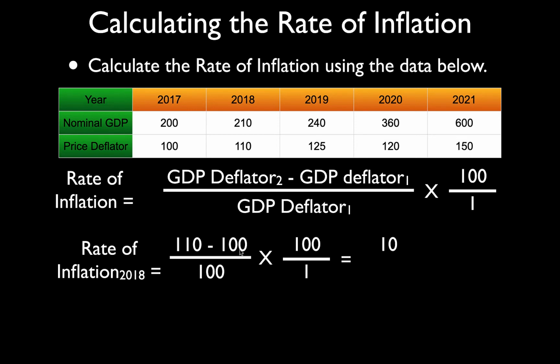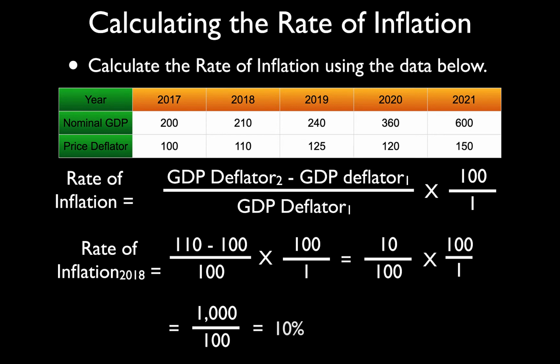So we've got 110 minus 100, that's 10, and that whole thing is going to be over 100, and then we've got to multiply that by 100 over 1, no problem there. So 10 multiplied by 100 is 1,000, and 100 multiplied by 1 is simply 100, and therefore we get an answer of 10%. Now, be very, very careful what you're doing here, guys.